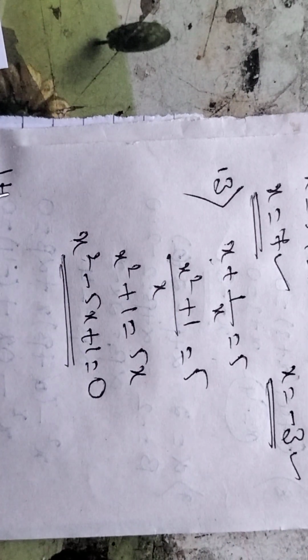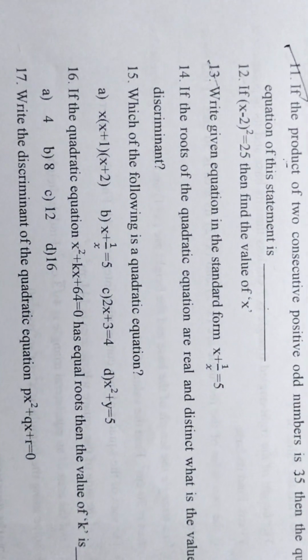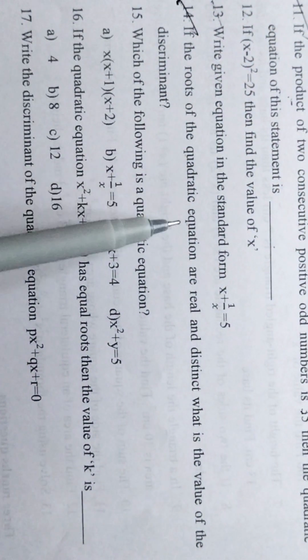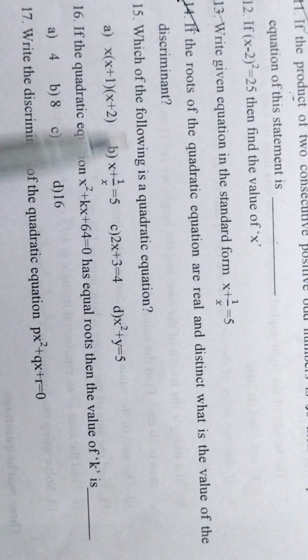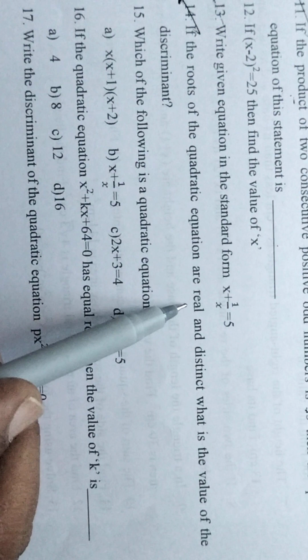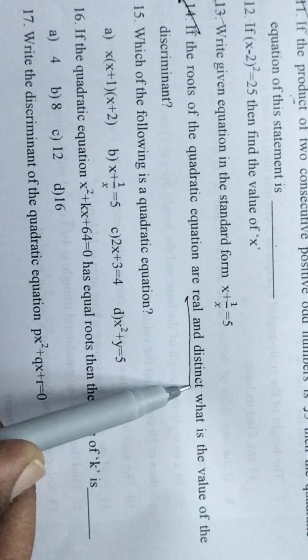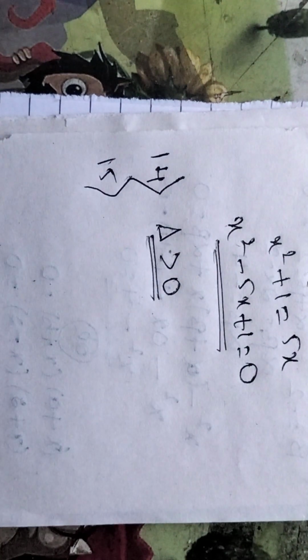Now let us go for the 14th question. If the roots of the quadratic equation are real and distinct, what is the value of the discriminant? If the roots are real and distinct, the discriminant, delta, is greater than 0. So this is the value of the discriminant.